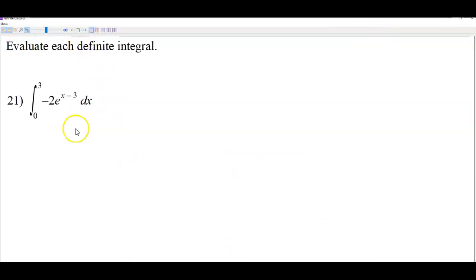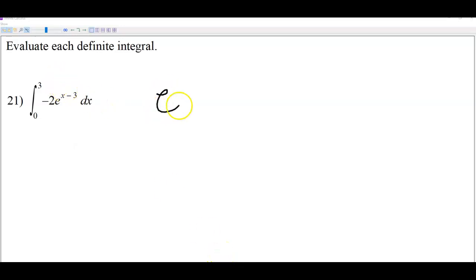Let's do another definite integral. For this one, you could do u substitution where this is your u if you wanted to, and it will work perfectly fine. But I gave you guys a shortcut, and the shortcut will also work.